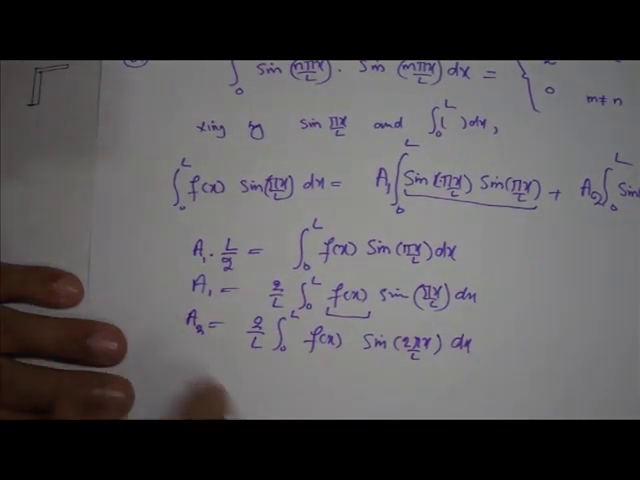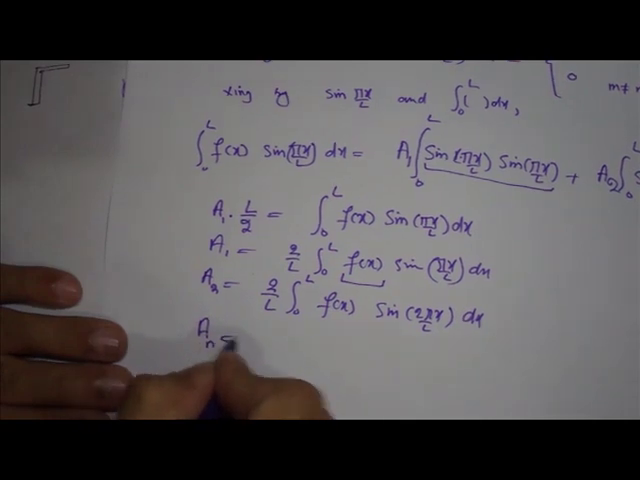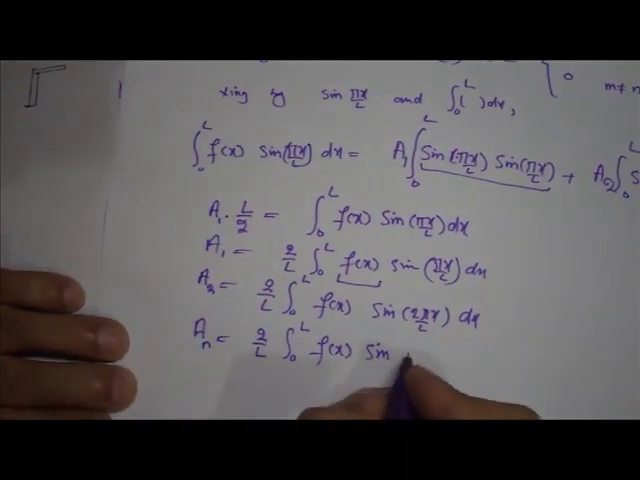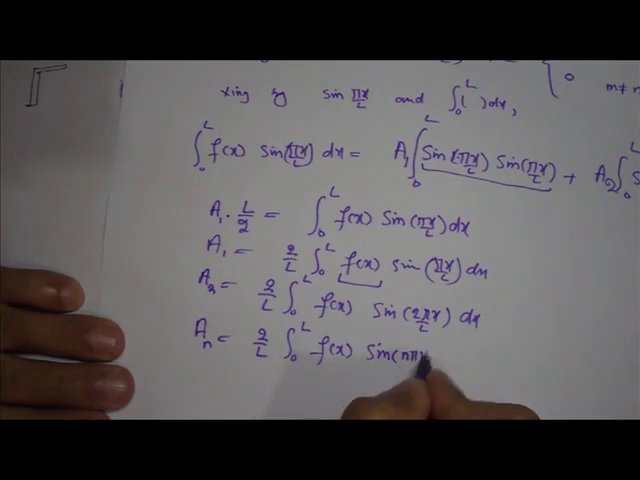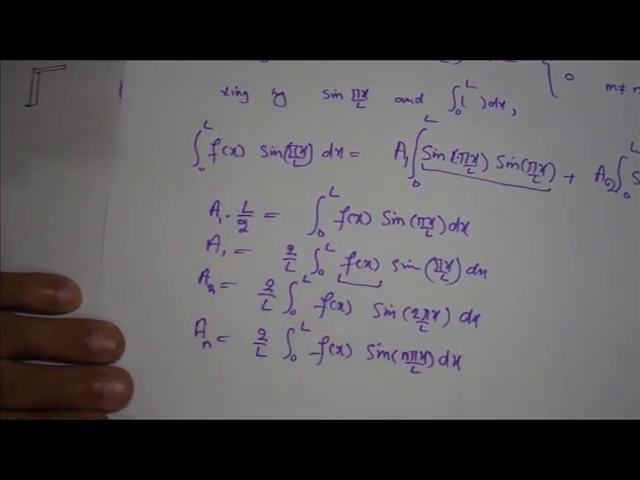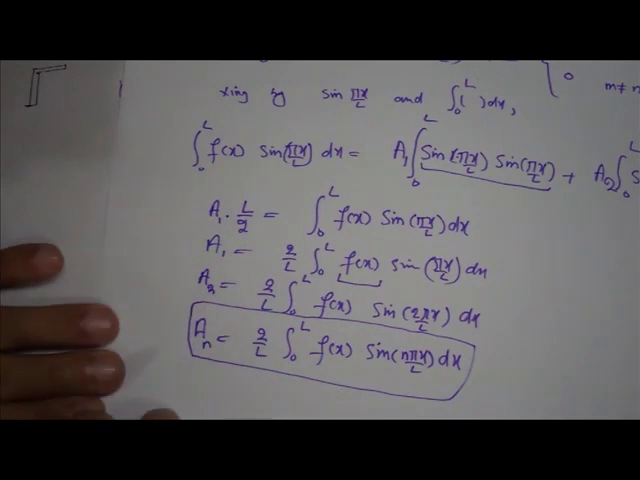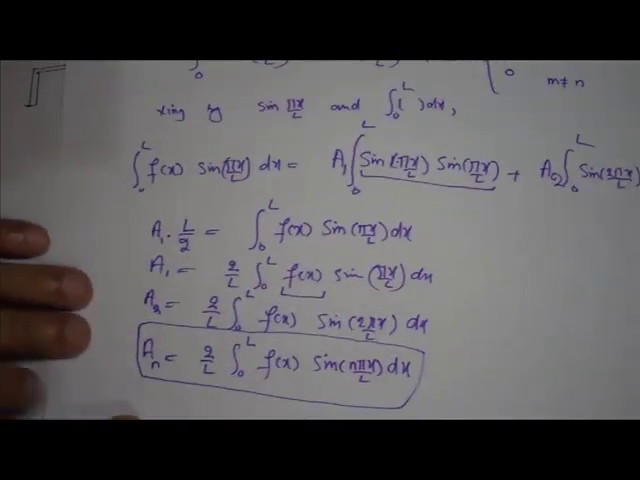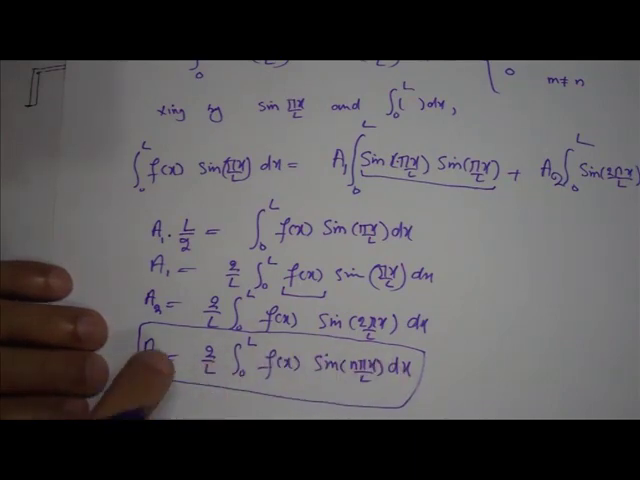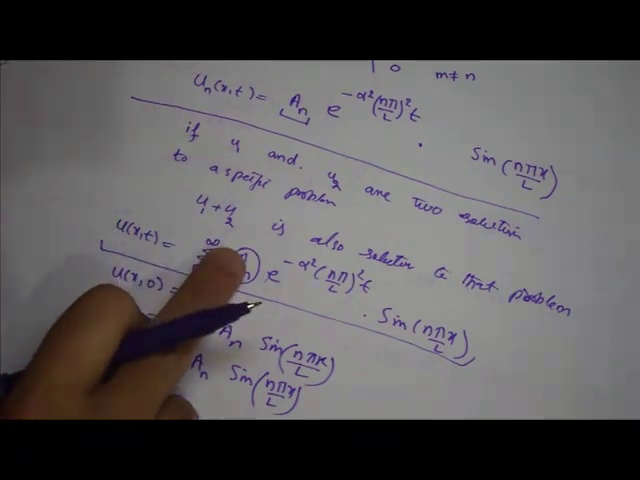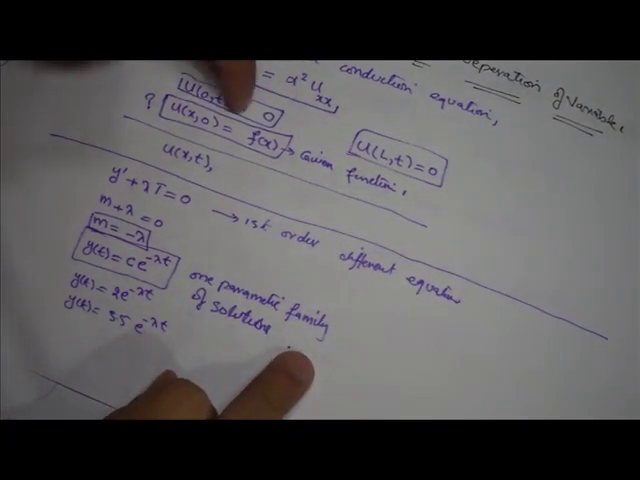Think about it. How does this expression come? Generally we can write an is equal to 2 divided by L times the integral from 0 to L of f(x) sine n pi x over L dx. We will calculate the constant an by this expression. So if the constants an are calculated by this expression and these constants are substituted into this solution, then this solution must satisfy the ordinary differential equation, both the boundary conditions and the initial conditions.